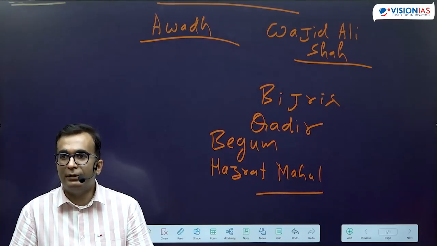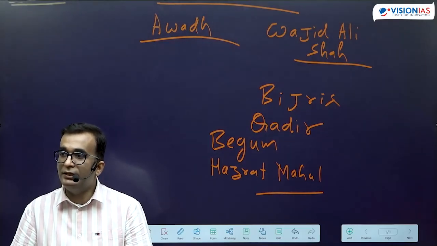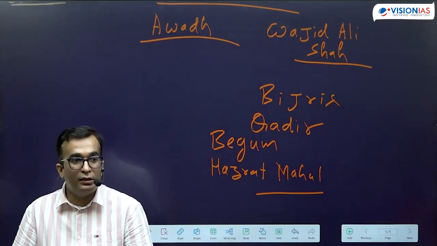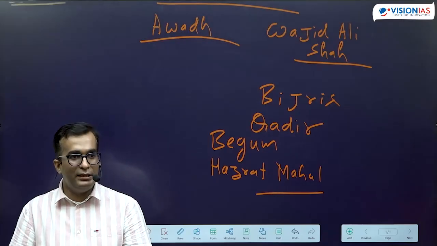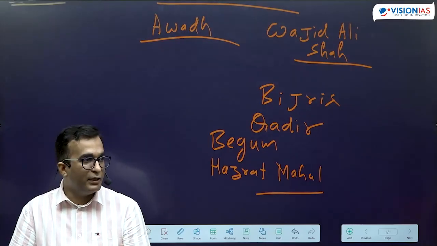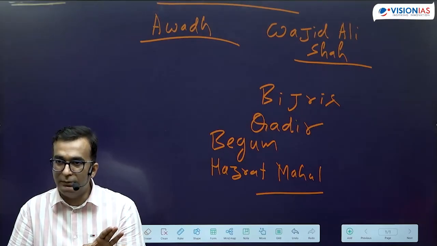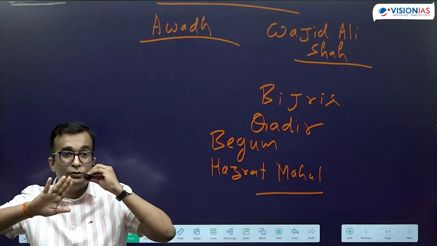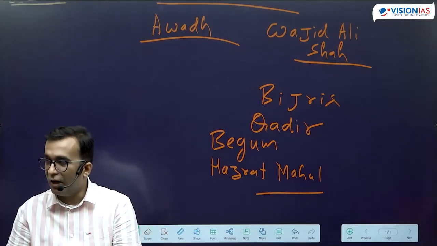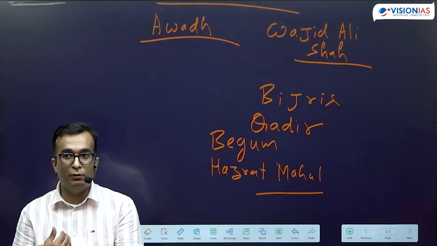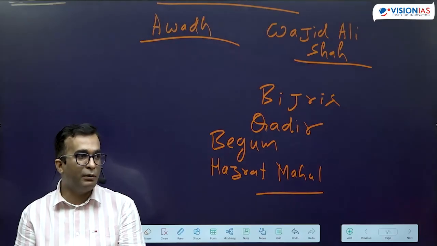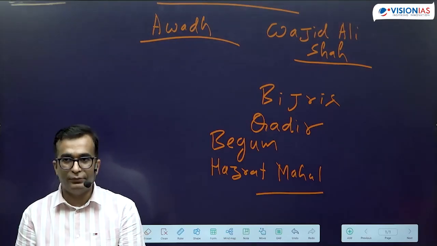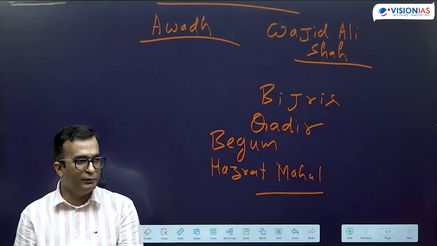Then finally, her marriage happened with Raja Gangadhar Rao Nevalkar of Jhansi, and he gave her the title of Lakshmi Bai. Her original name was not Lakshmi Bai; she was Manikarnika. After the consummation of the marriage, one son was born, and the name of the son was Damodar. But it was unfortunate that within 4 months of the birth, he died.